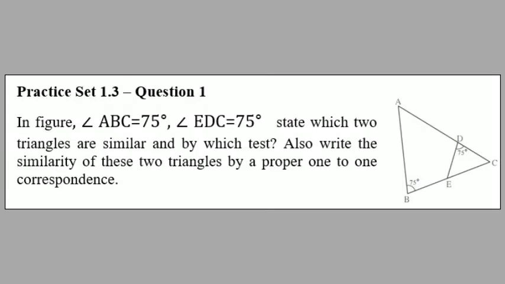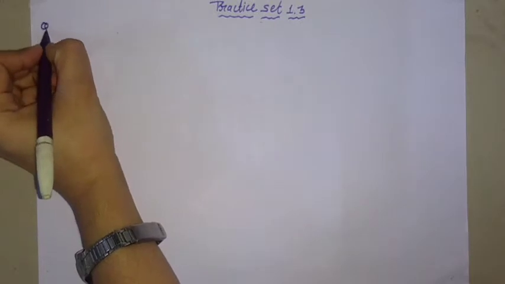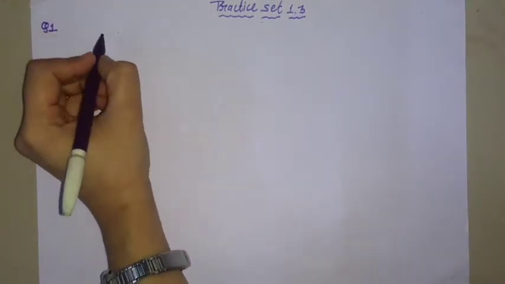Let us start practice set 1.3, question number 1. In the figure, angle ABC equal to 75 degrees and angle EDC equal to 75 degrees. State which two triangles are similar and by which test. Also write the similarity of these two triangles by the proper one-to-one correspondence.